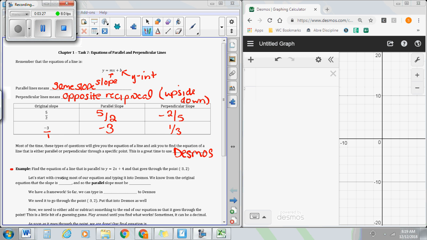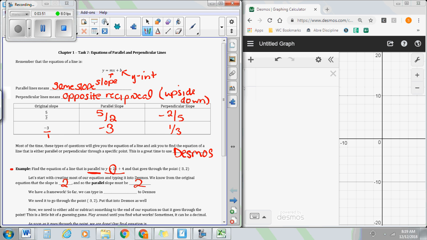We know from the original equation the slope. If I look here, y equals 2x plus 4. Slope is the number in front of x. So in this case, the slope is 2. And it asked for parallel. So because it says parallel, parallel means same slope. So if the original slope is 2, the parallel slope is also 2. So now we have a framework.